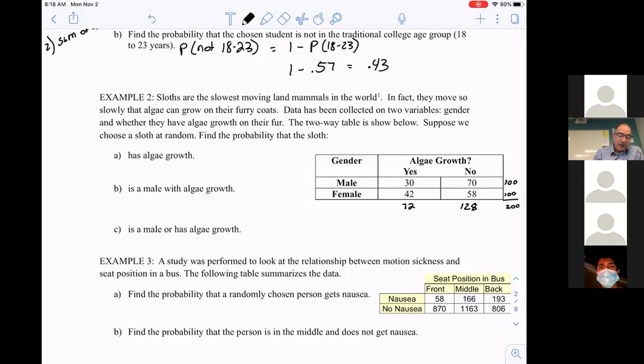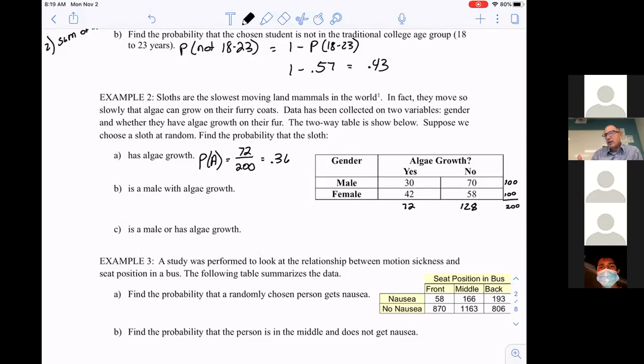All right, so the probability of algae. We're going to say that's the probability of A. If I come over here, 72. You can't see my pen. We have 72 favorable events, so that means we have 72 out of 200 total in my table. So that's going to be 0.36.